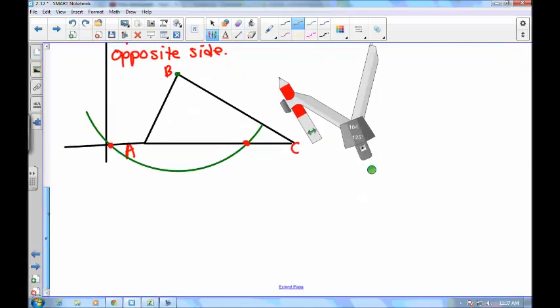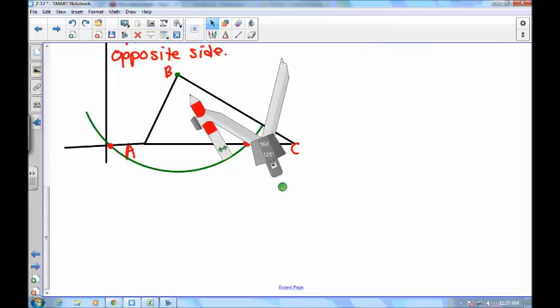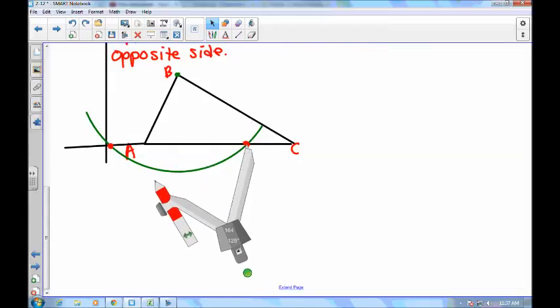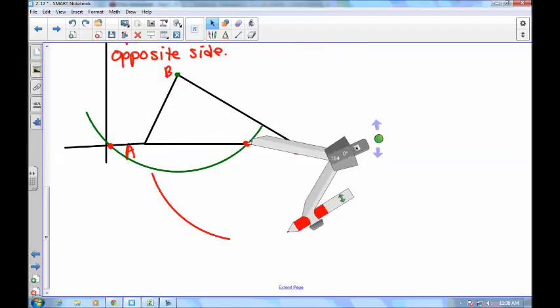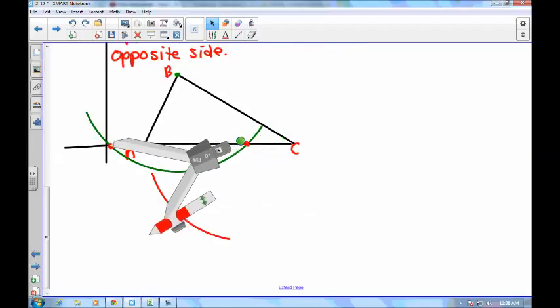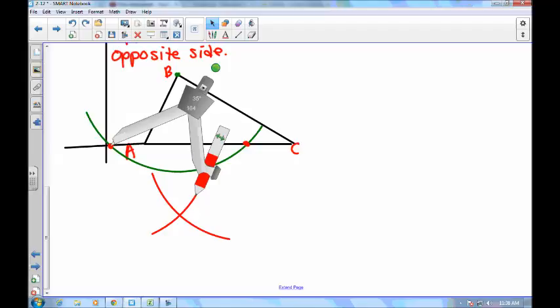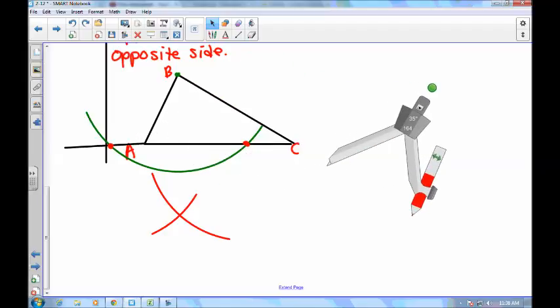Okay, now keeping the same width, we're going to take the sharp point and put it on one of those intersections. I'm going to pick up the compass and put it at one of those intersections, and below the triangle, I'm going to draw an arc out here. Then I pick it up again, flip it around, put my sharp point on the other intersection and draw a third arc down below that intersects the second arc, like that. If you've done that, then please pass your compass to your neighbor.